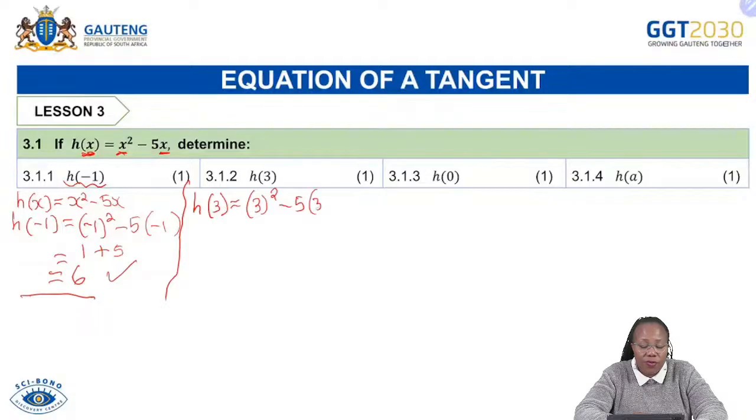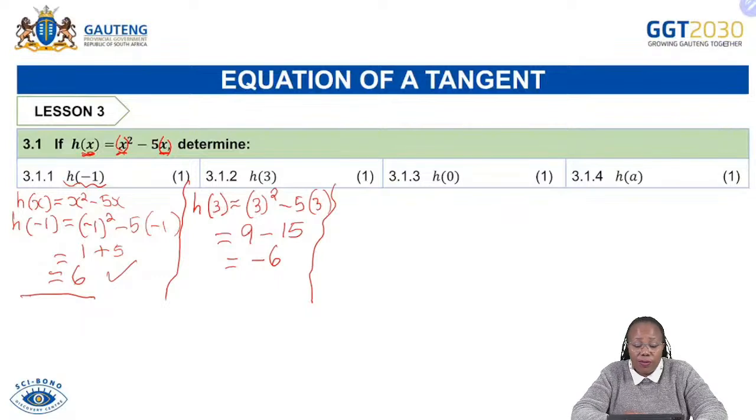Minus 5, substitute at 3. That means we are substituting wherever we have x. And then now 3 squared is 9 minus 15, for 5 times 3. And then the answer would be minus what? Minus 6.